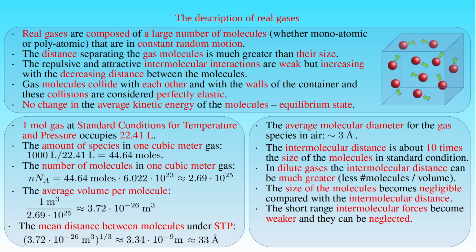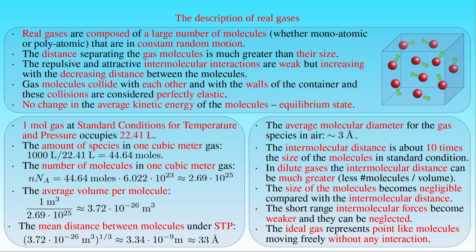In such a situation we have the ideal gas condition, where the ideal gas represents point-like molecules moving freely without any interaction. This means even an ideal gas considered as a continuous substance has a discrete nature, and all its macroscopic properties emerge from the quantities describing the state of the randomly moving and colliding point-like particles in space, as will be discussed in the kinetic theory of gases.